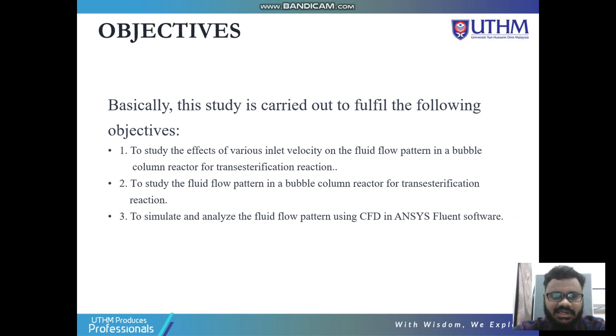Okay, next, the objectives. Basically, this study is carried out to fulfill the following objectives. First of all, my objective is to study the effect of various inlet velocity on the fluid flow pattern in a bubble column reactor for trans-esterification reaction. Secondly, to study the fluid flow pattern in a bubble column reactor for trans-esterification reaction. Thirdly, to simulate and analyze the fluid flow pattern using CFD in ANSYS Fluent software.